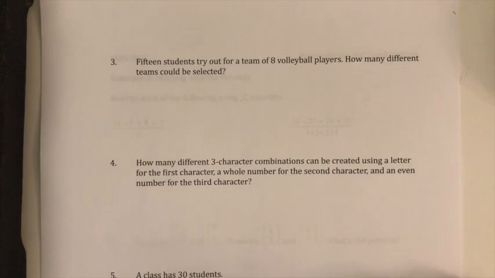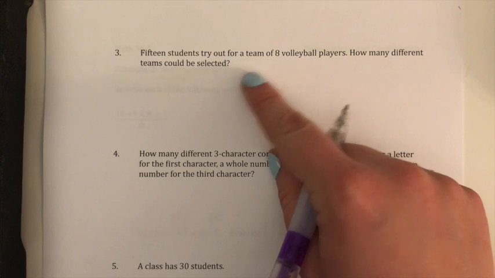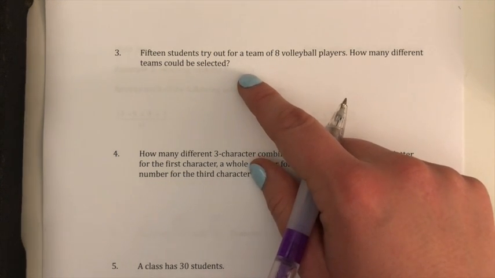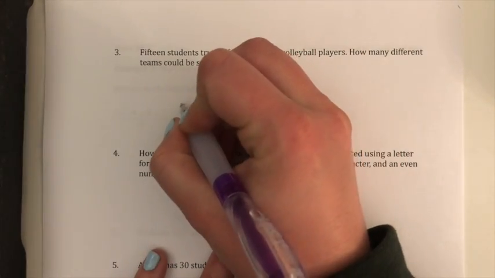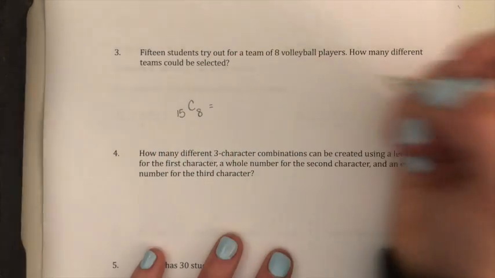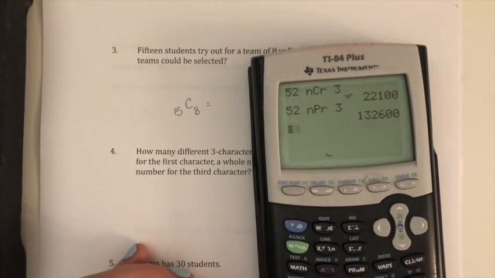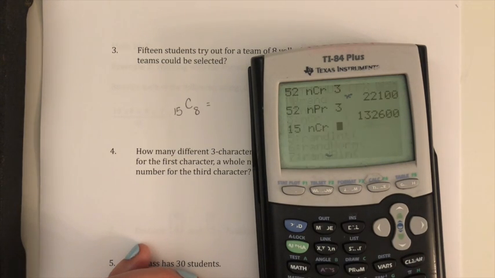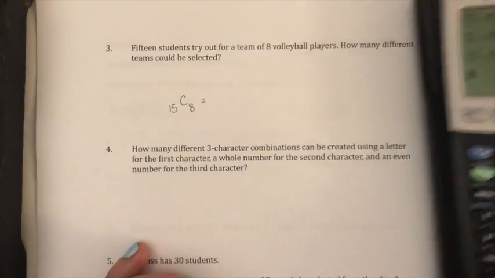If we're talking about 15 students trying out for a volleyball team, a team of 8 volleyball players, how many different teams could be selected? Okay, so again, it doesn't matter who gets selected first, it just matters whether or not you make the team. So this is going to be a combination. So we're going to have 15 students and we need to choose 8 of them. And we're using C because order doesn't matter. So again, we're going to do 15 choose 8. So 6,435 different options.